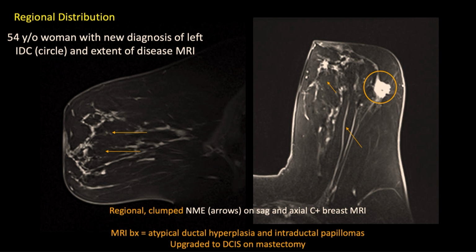So regional distribution, this is going to be greater than a quadrant. This is a 54-year-old woman with a new diagnosis of left invasive ductal carcinoma, as denoted by the orange circle, and she was here for her extensive disease MRI. You can see that there is regional clumped NME on the sagittal and axial contrast-enhanced breast MRI. MRI biopsy was performed and demonstrated atypical ductal hyperplasia with intraductal papillomas. This is a high-risk lesion, and it was actually upgraded to DCIS on mastectomy.